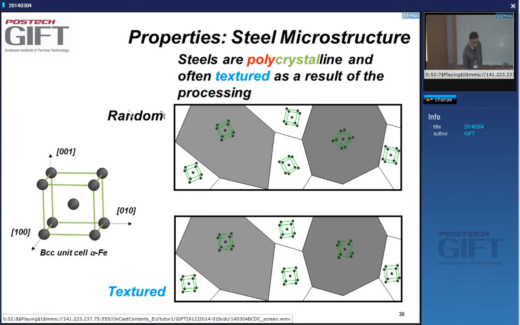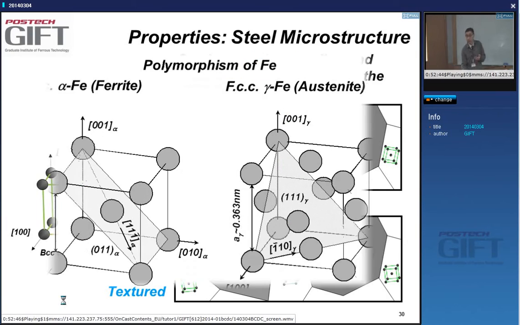The relative orientation of these unit cells can be random or can be textured. If it's textured, it means that the difference in orientations between these unit cells from grain to grain is not very large, yes? So there is what we call a preferred orientation or a crystallographic texture, okay? Certain products, such as sheet products and wire products, can have very pronounced textures.